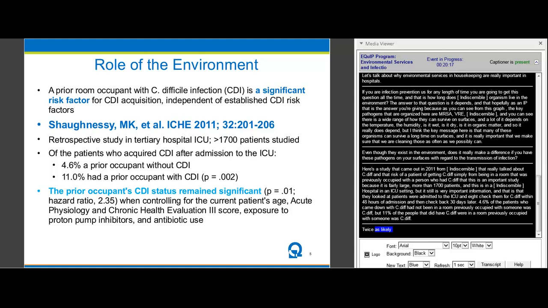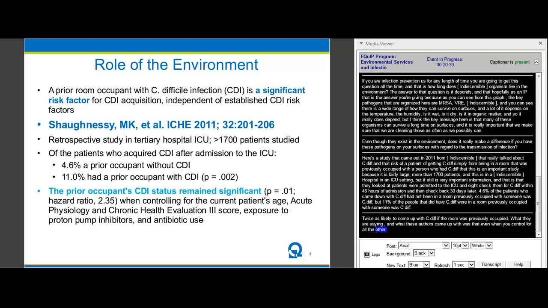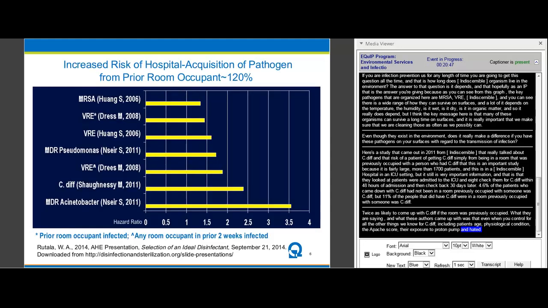So what these authors came up with was that even when you control for all the other risk factors we know for C. diff, including the patient's age, their physiological condition, the Apache score, their exposure to proton pump inhibitors, and even their antibiotic use, when they control for all of those, it was still significant that the patient was in a room that had been previously occupied with someone with C. diff. So this is huge. This is really huge. This slide that I'm showing you now comes from Bill Rutala's site.